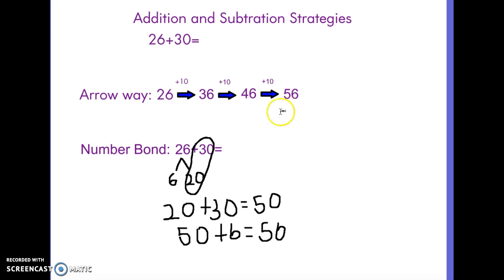The other way I can do this is the number bond way. I have 26 plus 30. I take my 26 and I divide it into tens and ones. 26 is 20 and 6. I then add the 2 tens and 3 tens together. 20 plus 30 equals 50. Then I have to add in those other ones that were part of the number bond. So now I have 50 plus 6 equals 56.